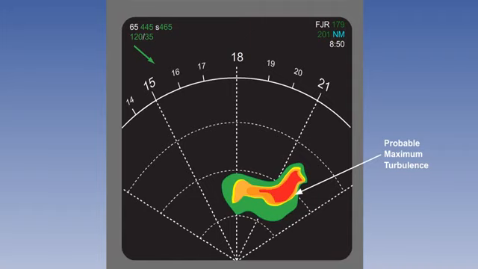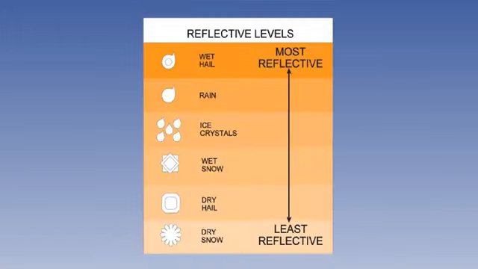The size and concentration of water droplets in clouds is an indication of the presence of turbulence, other than clear air turbulence. The shorter the distance in continuous rainfall between light and strong returns, the steeper the rainfall gradient and the greater the likelihood of turbulence. Here we see the reflective levels of different precipitation types.